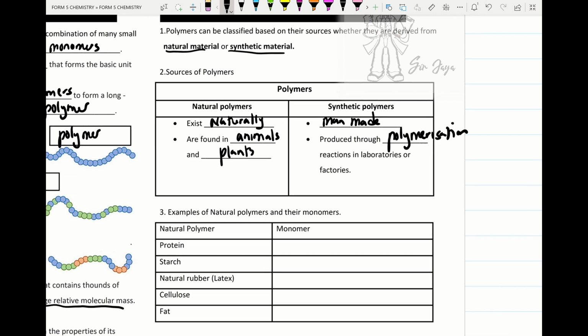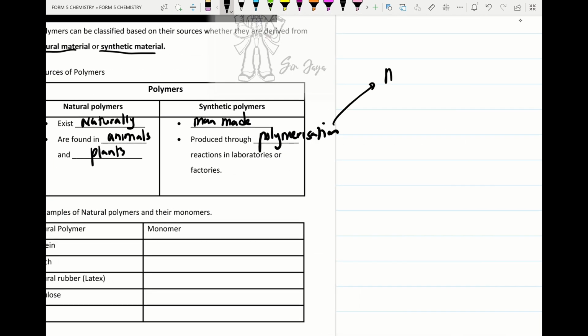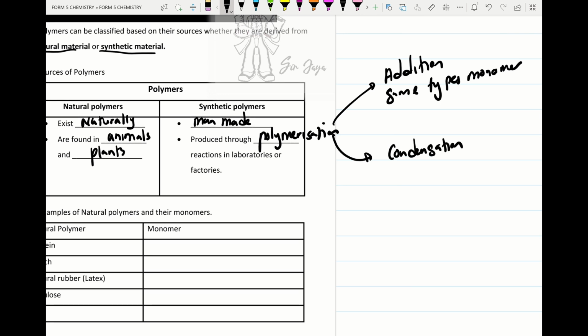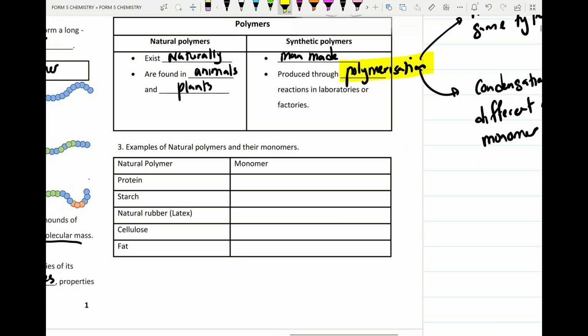polymerization reaction. For this polymerization reaction, we have two types: addition polymerization, where the same type of monomers combine in repeating sequences to form a long chain known as polymer. And we have another type, condensation polymerization, where different types of monomers with different functional groups combine together and form a long chain known as polymer. So it's produced through the polymerization reaction in a laboratory and also in a factory.